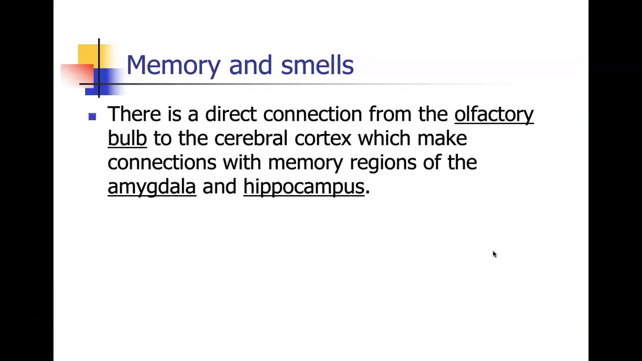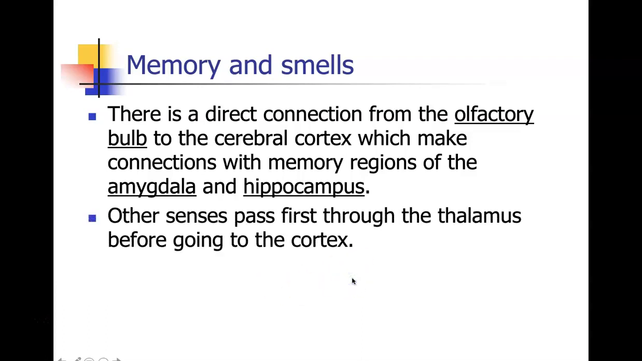And there's a direct connection from the olfactory bulb to the cerebral cortex, which makes connections with memory regions of the amygdala and hippocampus. You might remember the hippocampus especially for things like spatial memories, and the amygdala for emotion, right? So whenever we connect emotion, we use the amygdala, and when it connects to a sense, that sense becomes very strongly emotional for us. It can be a fearful emotion or a happy emotion, a sad emotion. But when you connect it to that, the memory is retained longer and increases. So this direct connection makes smell and memory a really strong connection.